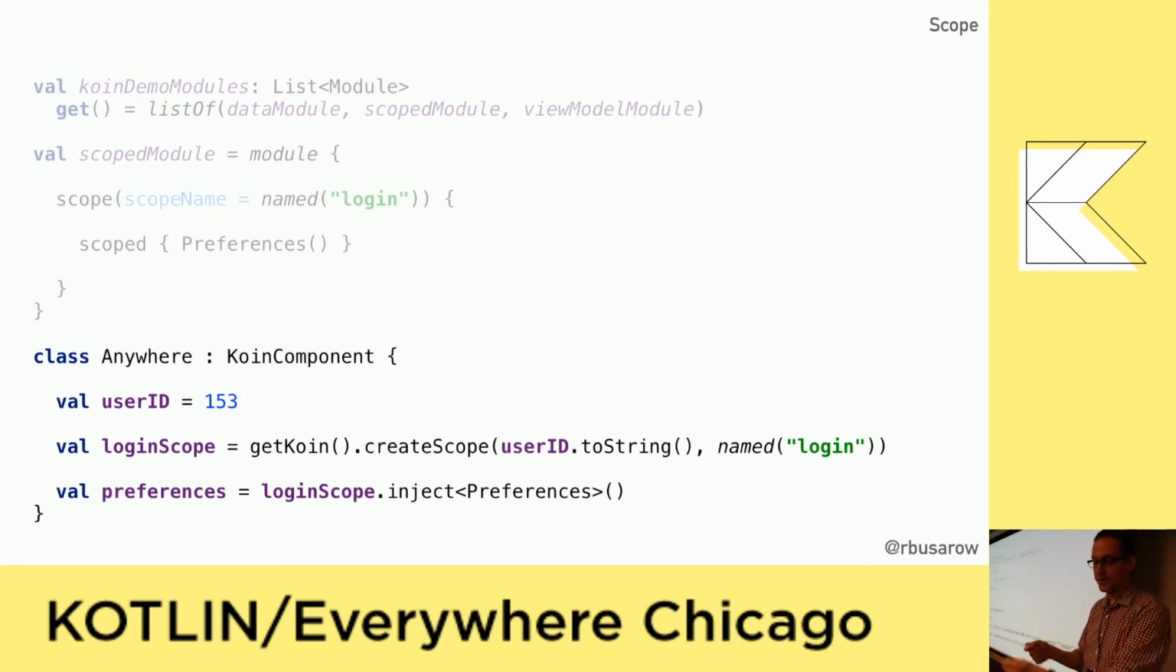you can create a scope using the ID and that same name. So ID is a compound key, I guess. The ID makes it specific to a single user, and the name references the type of scope you're looking for. So when this user logs in, they get a preferences, it sticks around until they've logged out, and then you have to explicitly close that scope, and everything will be destroyed.